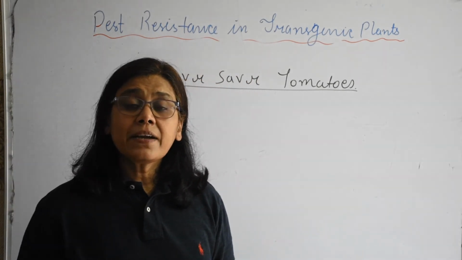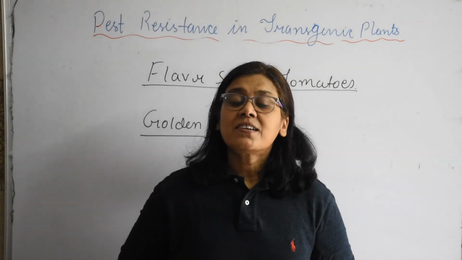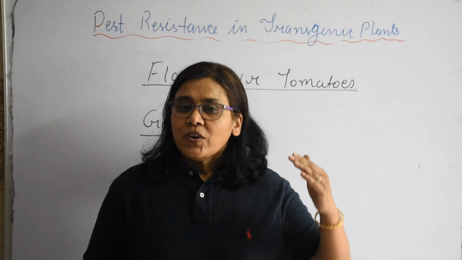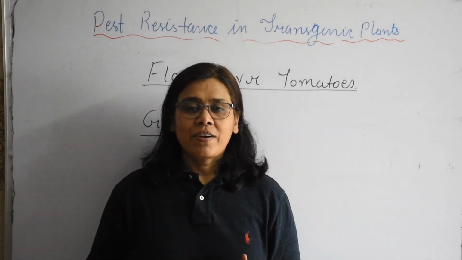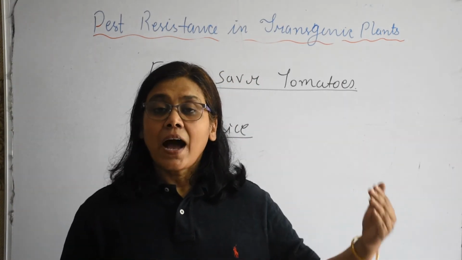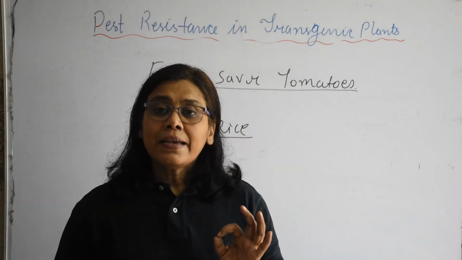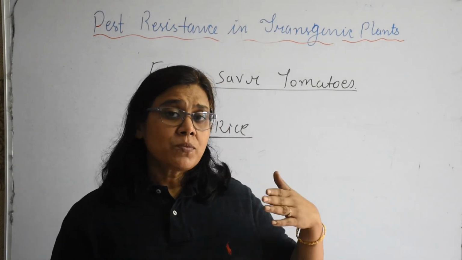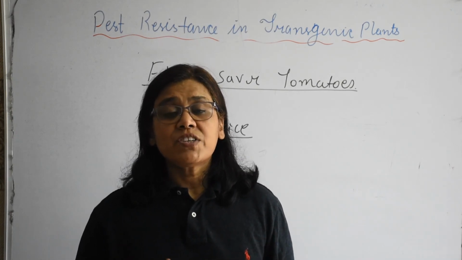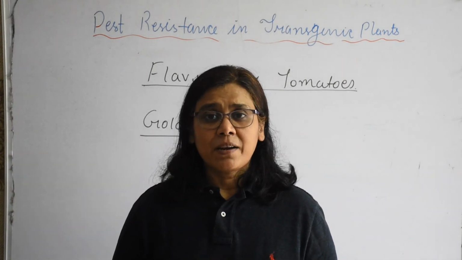Another example we can take is golden rice. Golden rice is a transgenic variety of rice which is rich in vitamin A. To make this transgenic variety of rice, the gene which is responsible for the synthesis of beta carotene is isolated from daffodils and introduced into the rice plant. That gene makes the transgenic rice rich in beta carotene, which is converted into vitamin A. So this was all about the different types of transgenic plants.